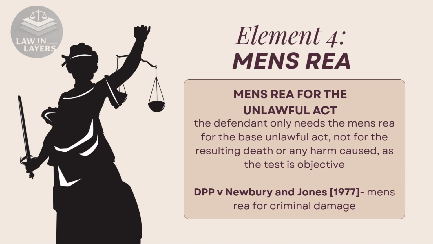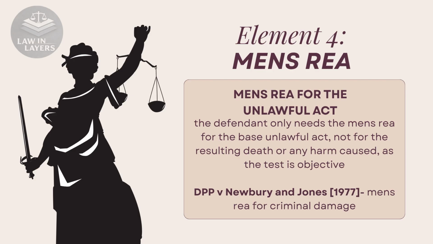The fourth element is whether the defendant has the mens rea for the unlawful act. For example, in DPP v Newbury and Jones, the defendants, both teenage boys, threw a piece of paving stone from a railway bridge onto a train passing beneath them. The object struck and killed the guard who was sitting in the driver's compartment.